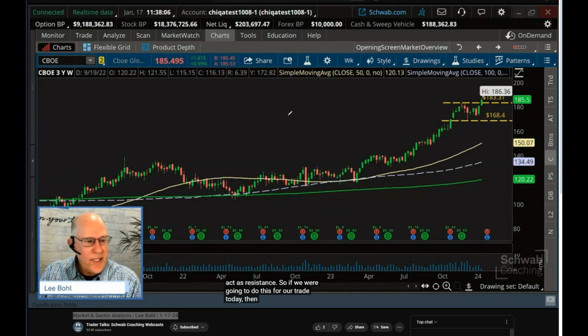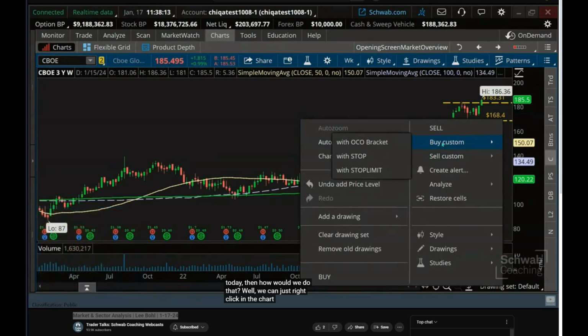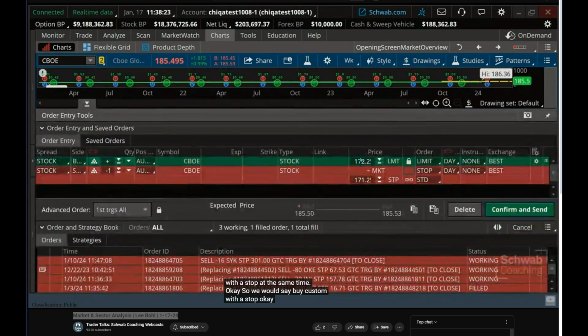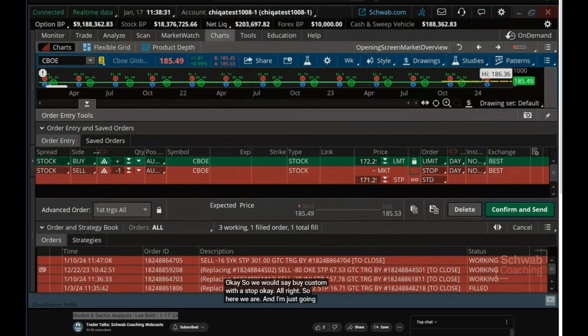Well, we can just right click in the chart and we want to buy, but we want to do it with a stop at the same time. Okay, so we would say buy custom with a stop. All right, so here we are, and I'm just going to move this over a little bit.